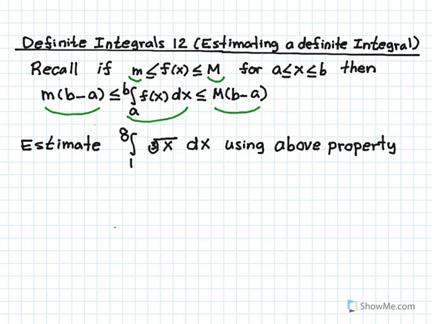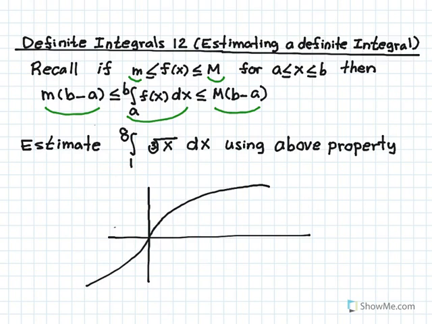So we're going to apply this property to estimate the integral from 1 to 8 of the third root of x dx. The first thing we should do is look at the graph of this function. So we have y equals x to the 1/3. When x equals 1, the y value is 1, since the third root of 1 is 1. Plugging in 8, the third root of 8 is 2. So clearly the absolute maximum is 2, the highest y value, and the absolute minimum is 1.